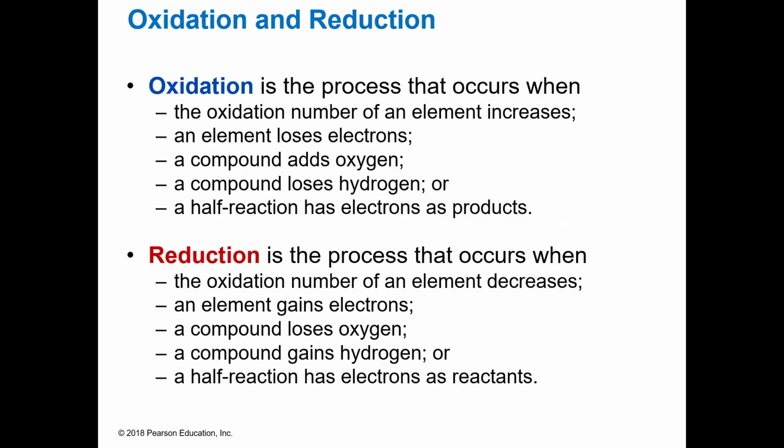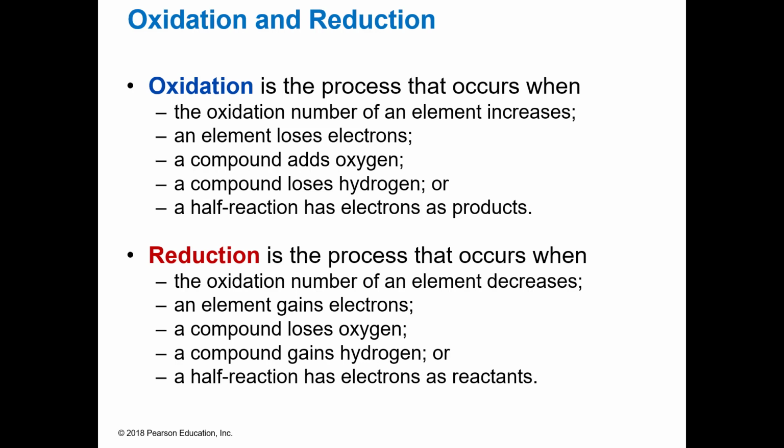So for us, what we're going to generally look at is in oxidation. Again, we generally think of the element losing electrons, but it could also be a compound gains or adds oxygen, and so that's why we call it oxidation. It's gained oxygen, oxidation. If a compound loses hydrogen, that's also called oxidation. Or if the electrons are on the product side, that's also called oxidation. So these are different ways to identify oxidation.